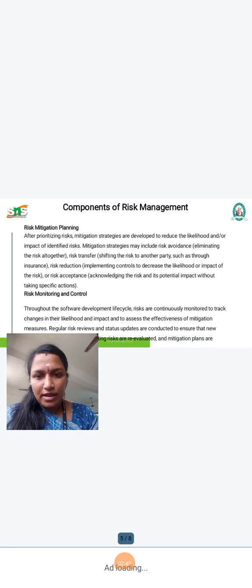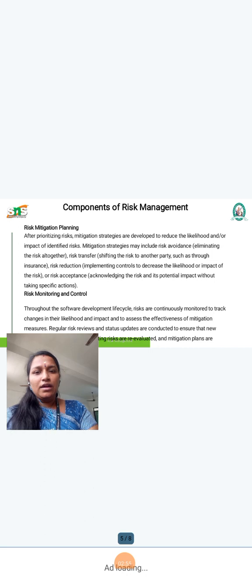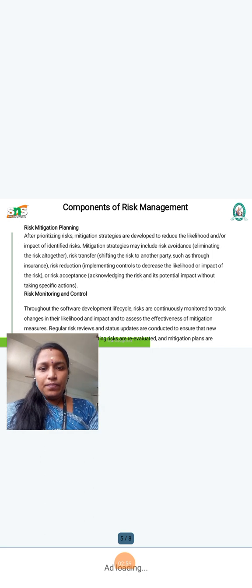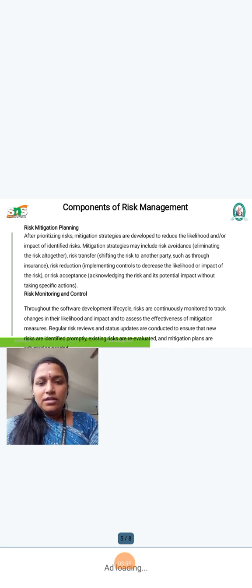Risk monitoring and control. Throughout the software development lifecycle, risks are continuously monitored to track changes in their likelihood and impact and to assess the effectiveness of mitigation measures. Regular risk reviews and status updates are conducted to ensure that risks are identified properly, existing risks are evaluated, and mitigation plans are processed.